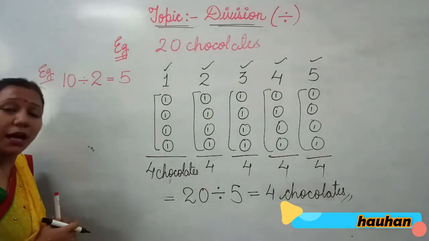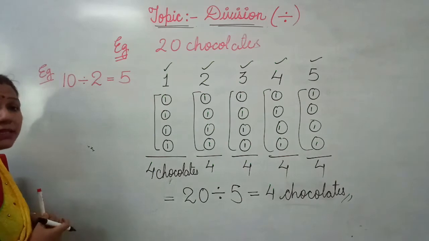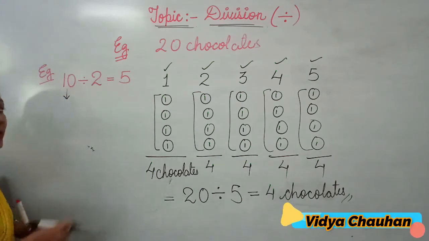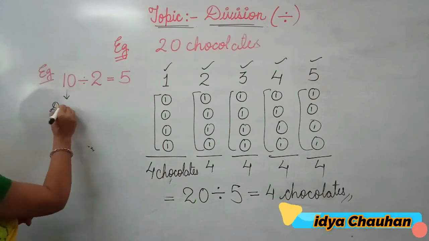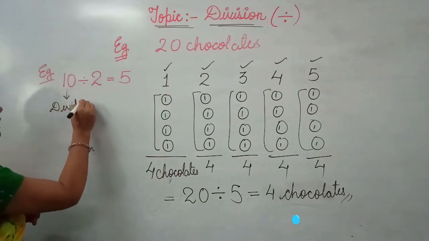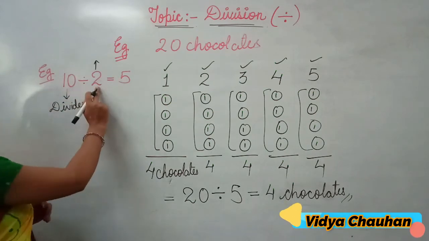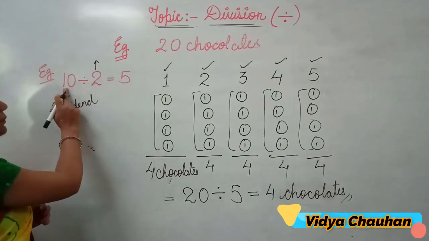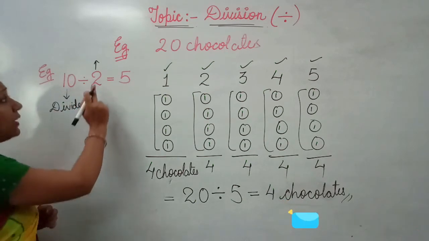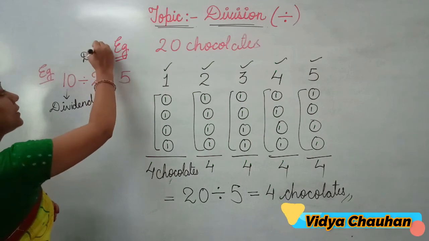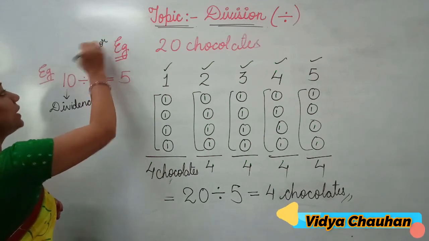Before doing that, I want to explain what these different terms are called. The first term, the number 10, is actually called the dividend. What is it? It is the dividend. The first number to be divided is the dividend. The second number by which we are dividing is called the divisor. It is called the divisor.